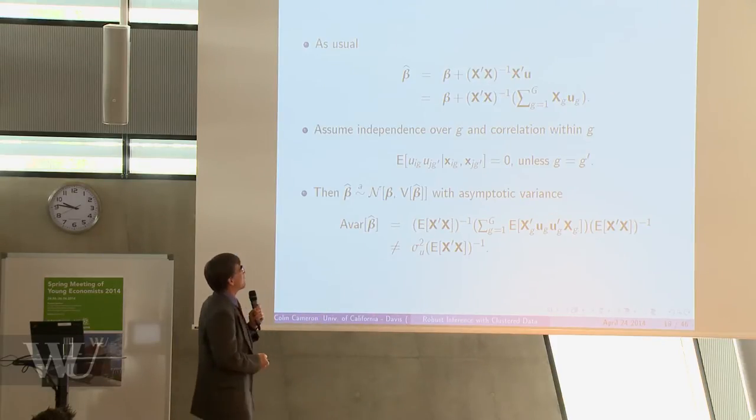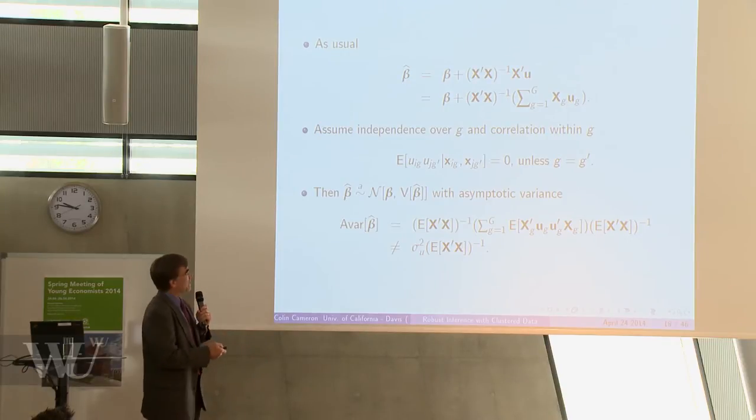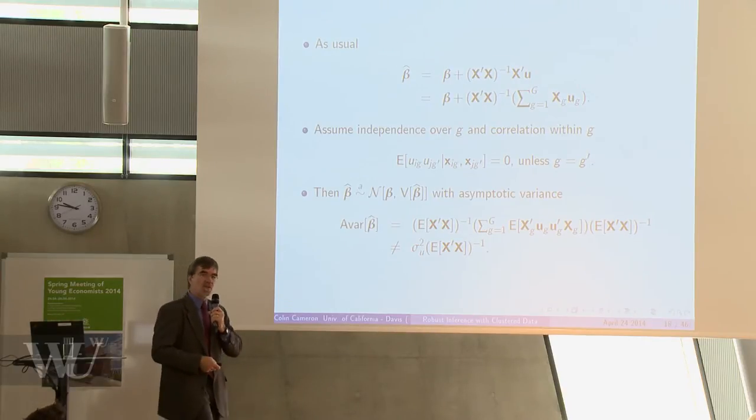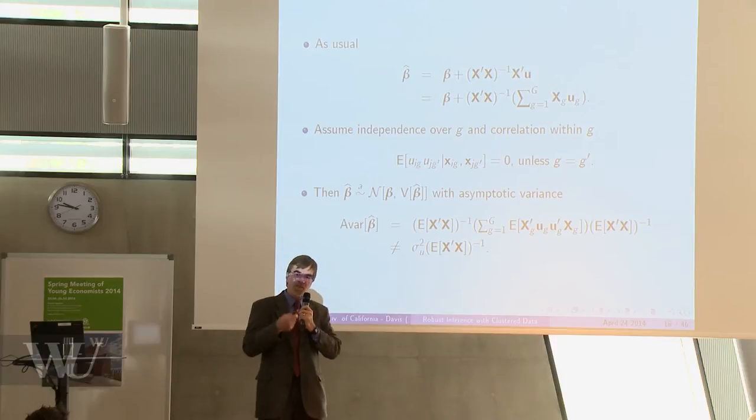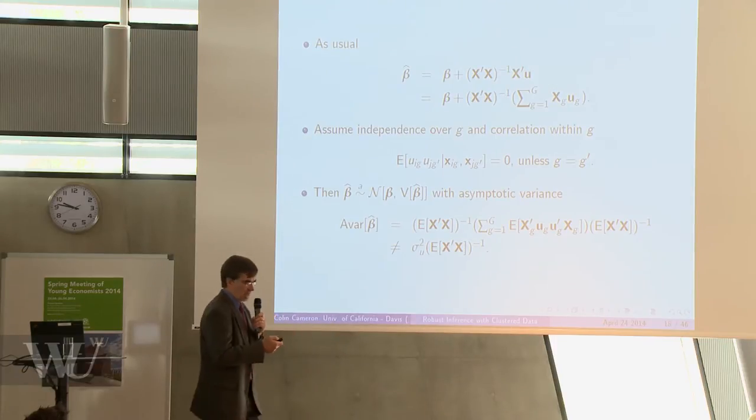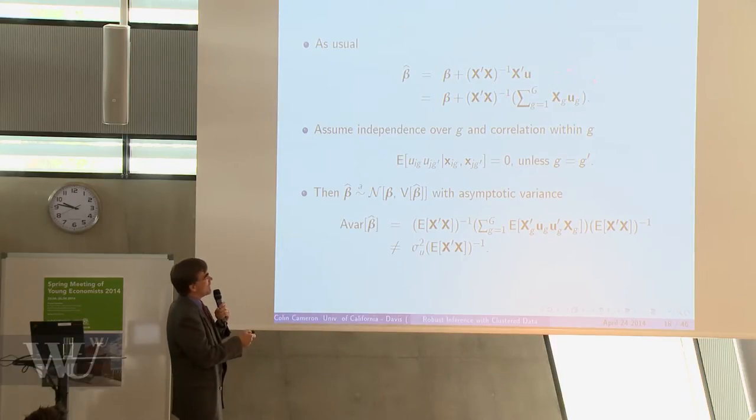For the analysis, it's best to write it this way, right? X transpose X inverse, we've got that. What we need is the variance of this, or the variance of X transpose U. We're going to use independence across groups. So we want the variance of this, but because we have independence over G, that's going to be the sum over G of the variance of this, okay?